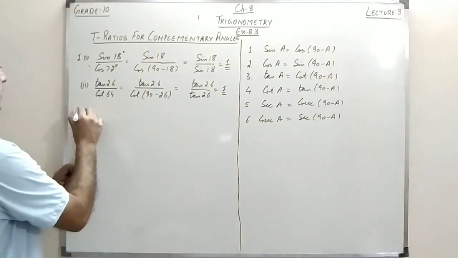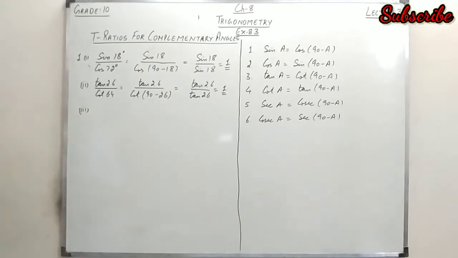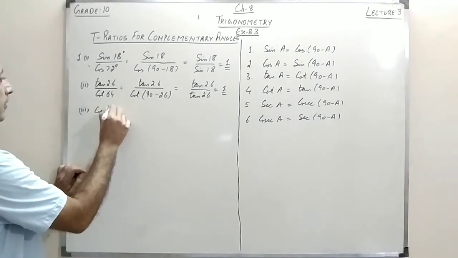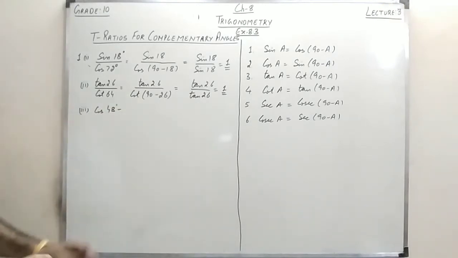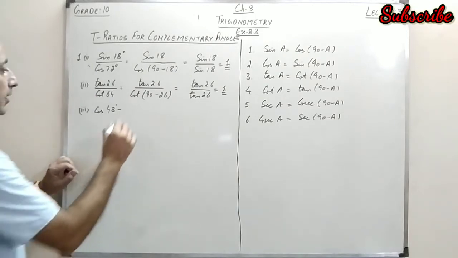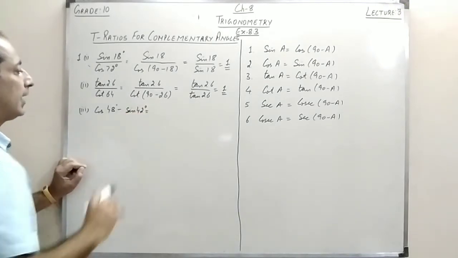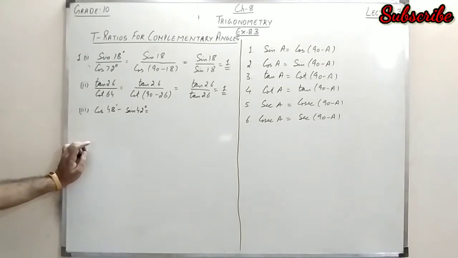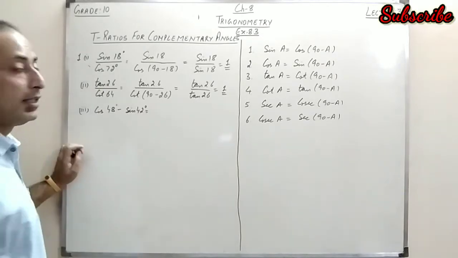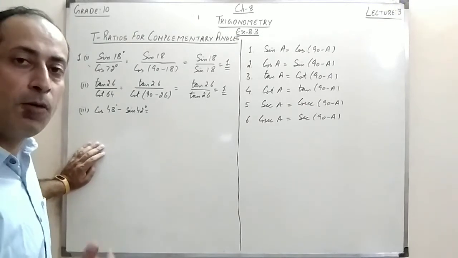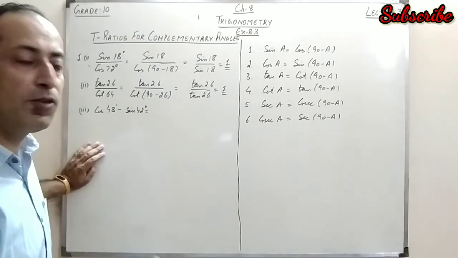Let's take one more part. Now in the third part is given cos 48 minus sine 42 degree. See, it's again your choice which angle you want to change, but before you change, just check if the two angles are complementary or not. So we see here 48 and 42 are complementary of each other, so we change only one of the angles.